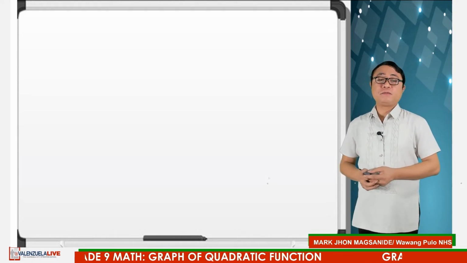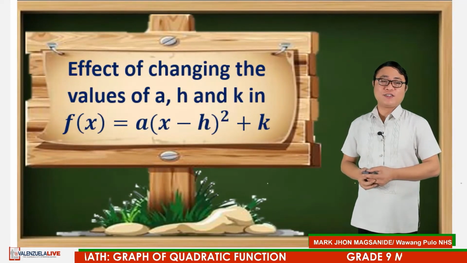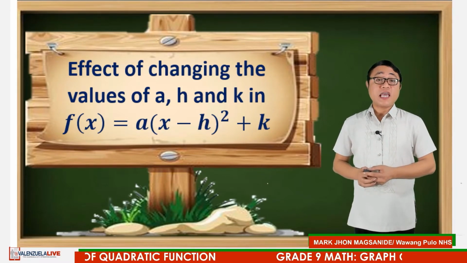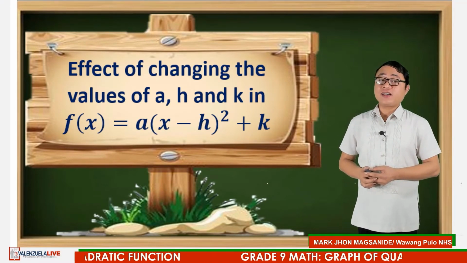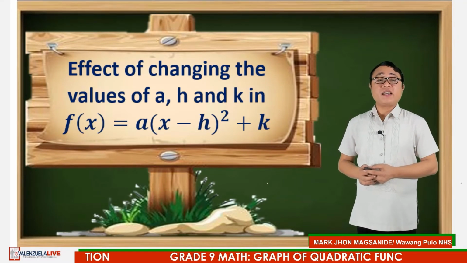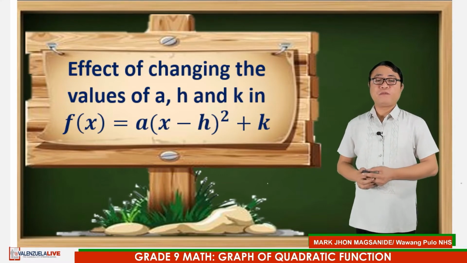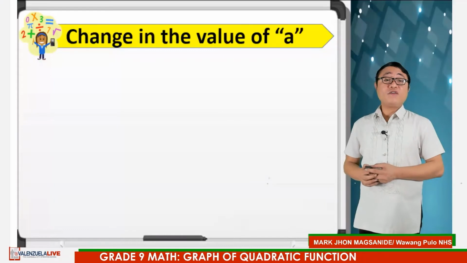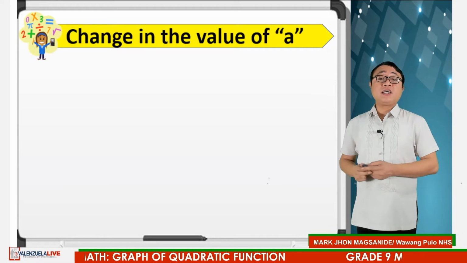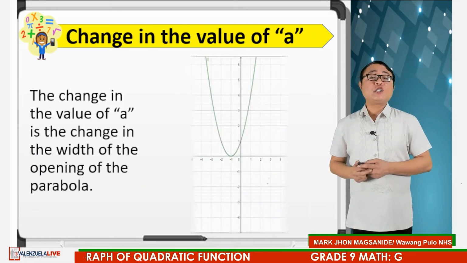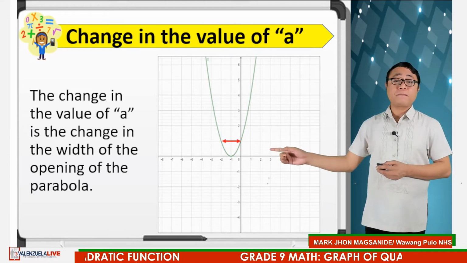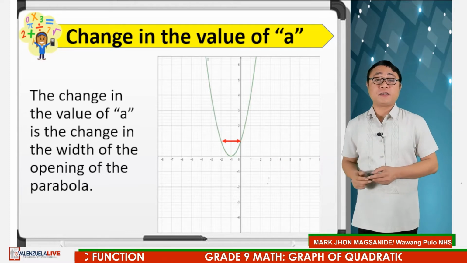Let us now proceed to the last part of our lesson, which is the effect of changing the values of a, h, and k in f of x is equal to a multiplied by the square of x minus h plus k, or in vertex form. What do you think is the effect of changing their values? Let us begin with a. The change in the value of a is the change in the width of the opening of the parabola. Let me show you the illustration.